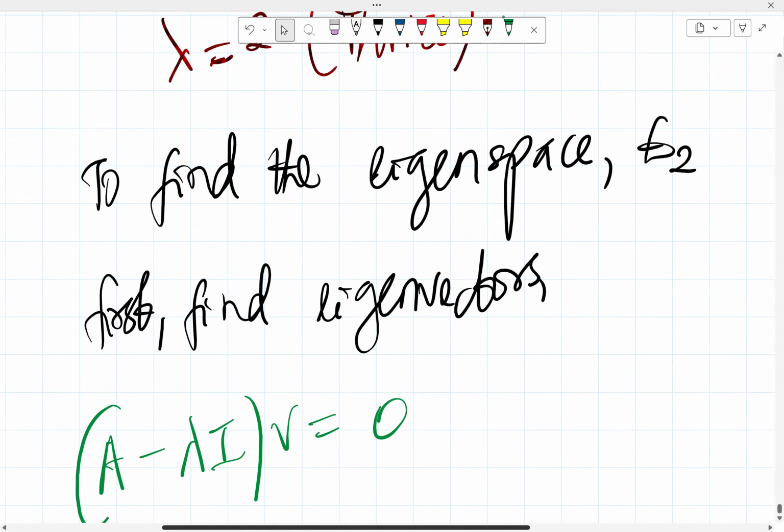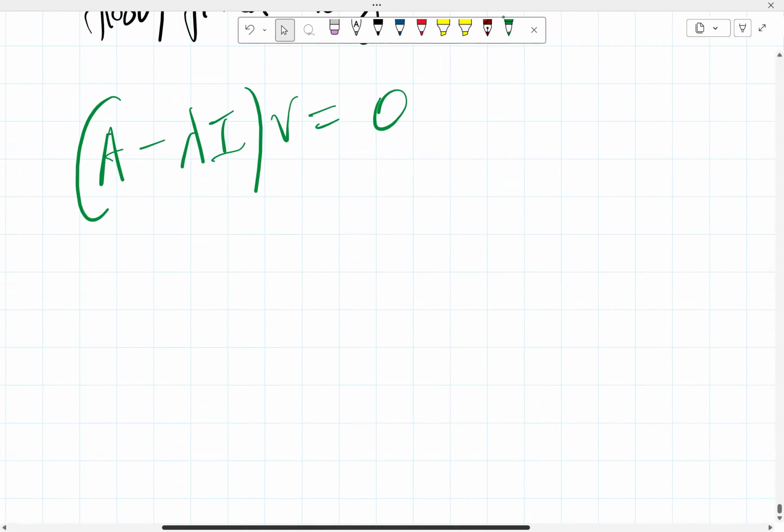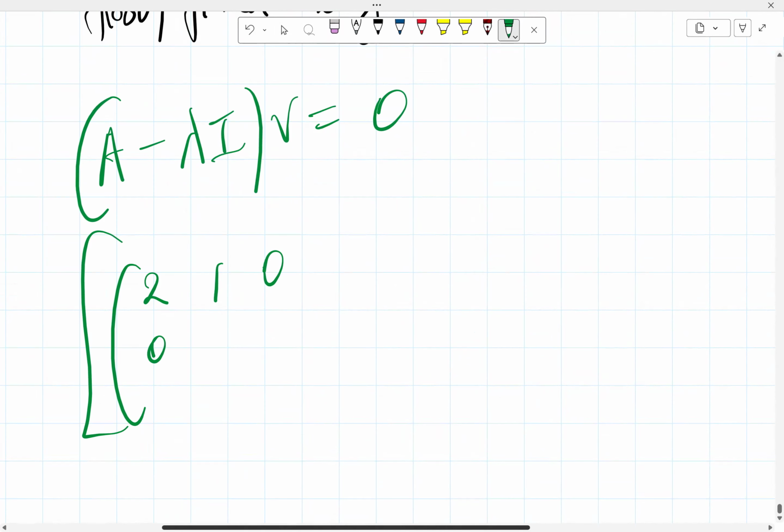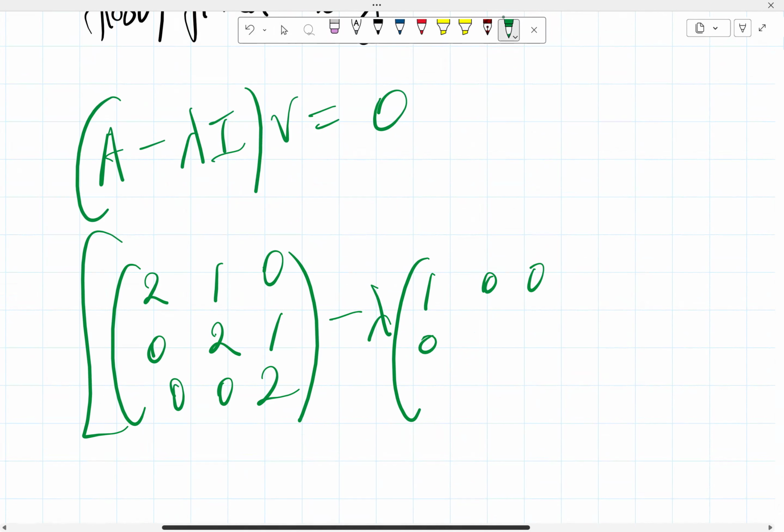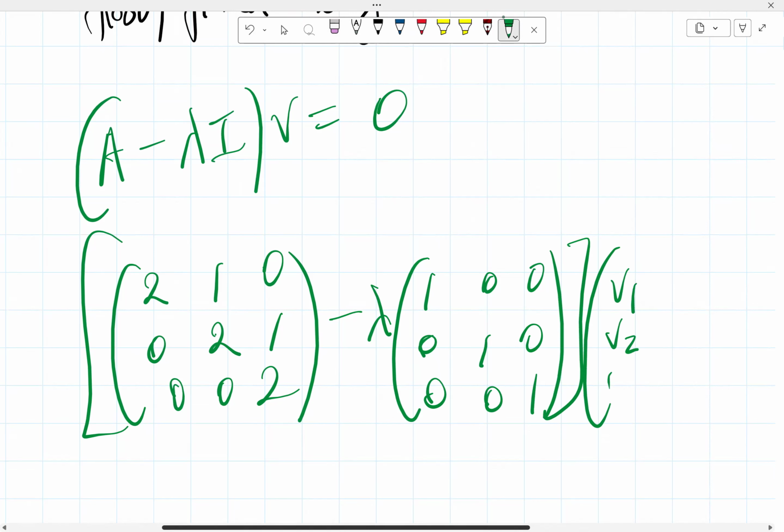So what is A now? 2 1 0, 0 2 1, 0 0 2, minus lambda times the identity matrix 1 0 0, 0 1 0, 0 0 1. And v is v1, v2, v3, and that is 0, 0, 0, like this.